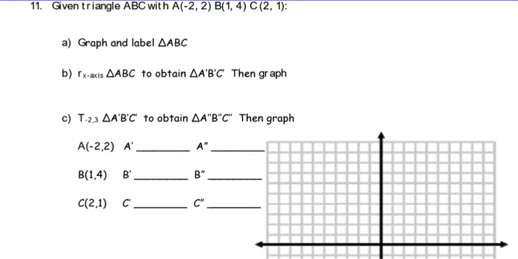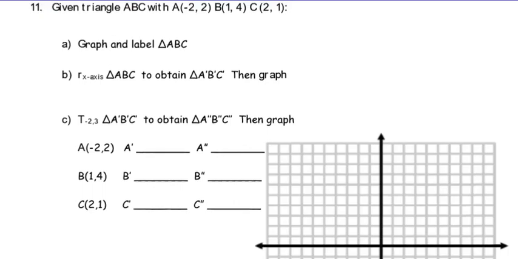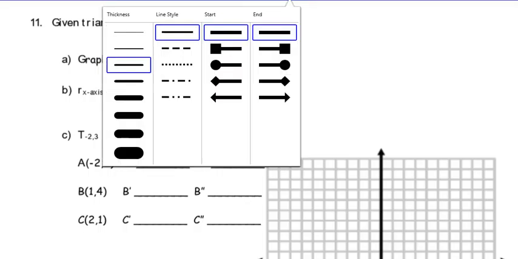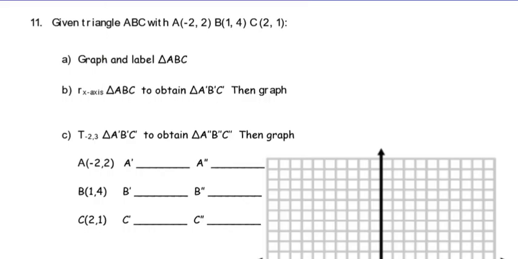Number 11. In number 11, it says, given triangle ABC, and they give us the coordinates for A and for B and for C. Graph and label triangle ABC, and then in part B, we are to reflect the triangle in the x-axis to get A prime, B prime, C prime. And then we're going to translate A prime, B prime, C prime to get A double prime, B double prime, C double prime. So we're doing a composite transformation here.